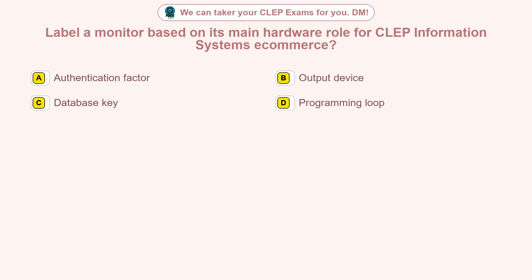Label a monitor based on its main hardware role for CLEP Information Systems Ecommerce. Option A, authentication factor. Option B, output device. Option C, database key. Option D, programming loop. The correct answer is option B, output device.